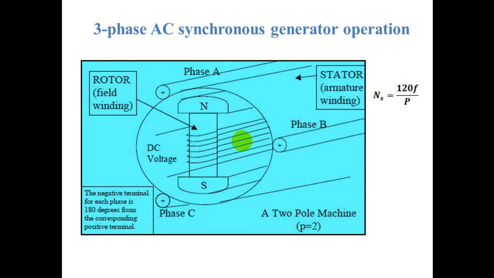Hence, one complete revolution of the poles, north and south, of the rectangular turn produces one full sine wave of current induced in the conductor, which can be termed the generation of alternating current by a rotating turn inside the magnetic field of the rotor.